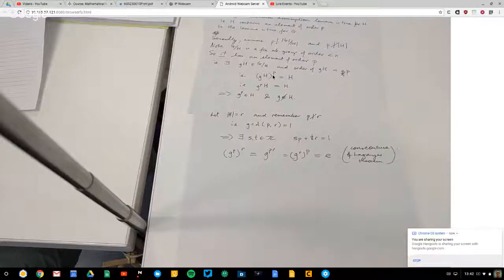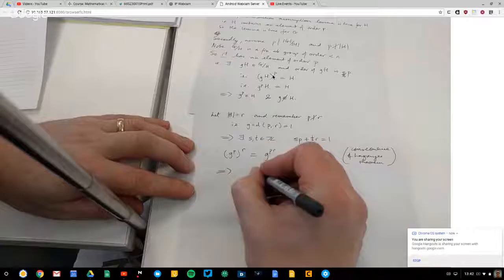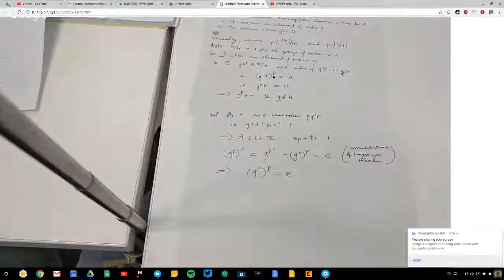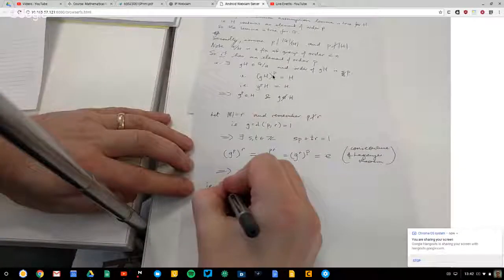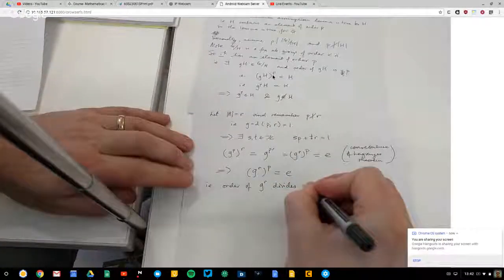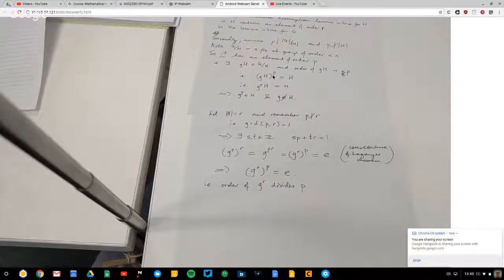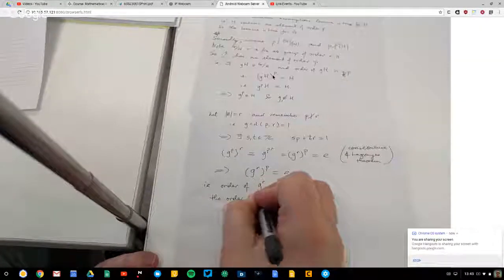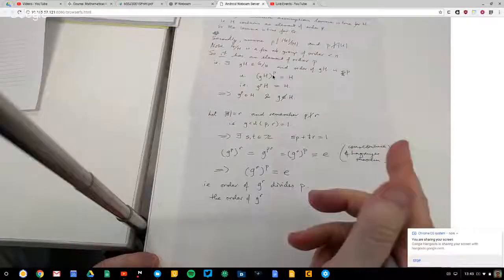But we do want to mess around with the indices as well. So that implies that G to the R to the power P is equal to E. That tells us that the order of G to the R divides P. If you have a group element raised to a certain power that gives you the identity element, the order of the original element must be a divisor of that power. So what does that tell us about the order of G to the R? Well, if it divides P, it can only be one of two things, 1 or P.